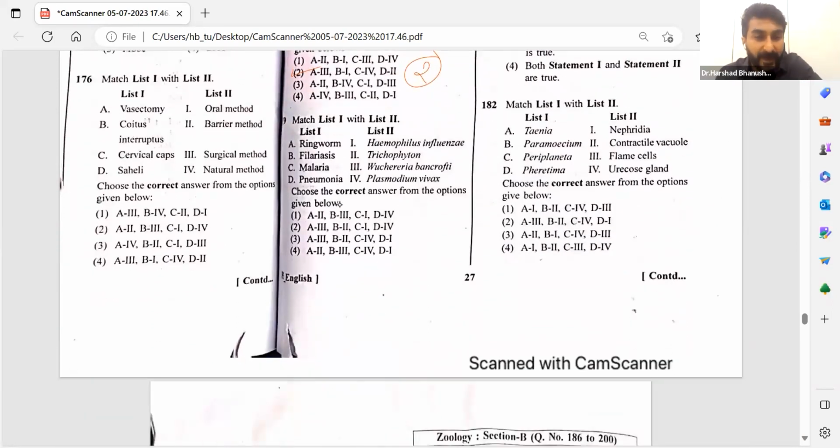Ringworm is caused by Trichophyton, so A would be 2. Filariasis is caused by Wuchereria, so B would be 3. Malaria is caused by Plasmodium, C4. And pneumonia, that is Haemophilus, D1. So we have 2, 3, 4, 1. Answer would be option number 4 in this case.